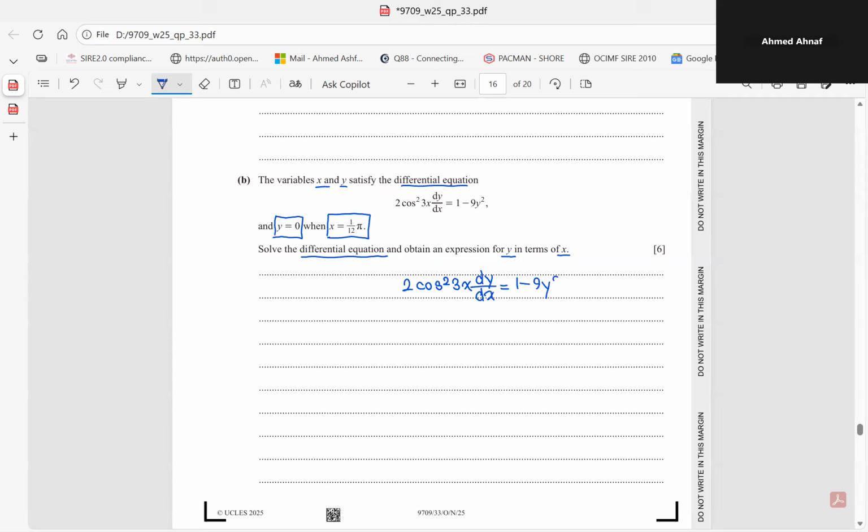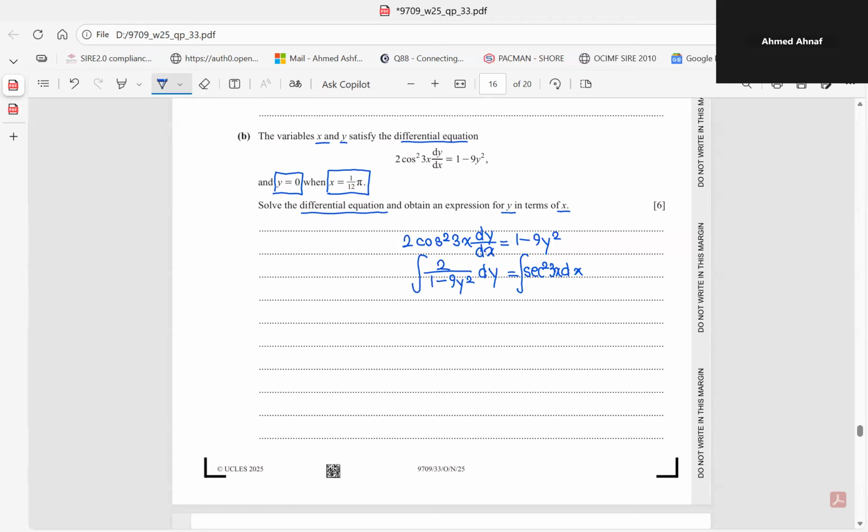We need to separate the variables. So we move all the y terms in here, since dy is the numerator. And for dx, we move it to the other side and move all the x terms there. So let's divide both sides by 1 minus 9y squared. You'll get 2 over 1 minus 9y squared dy. And as for dx, we should divide both sides by cos squared 3x. And dividing by cos squared 3x is the same as multiplying by secant squared 3x. So these are the two expressions we need to integrate.